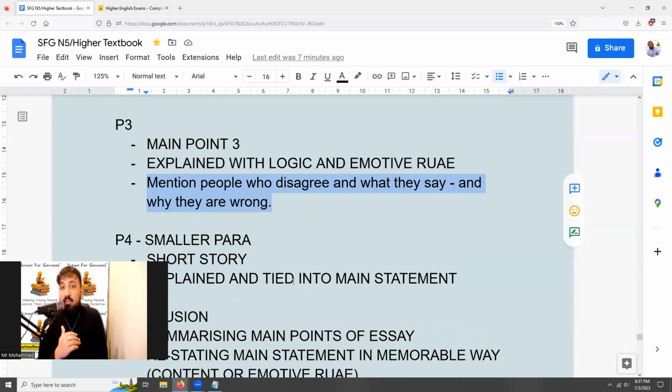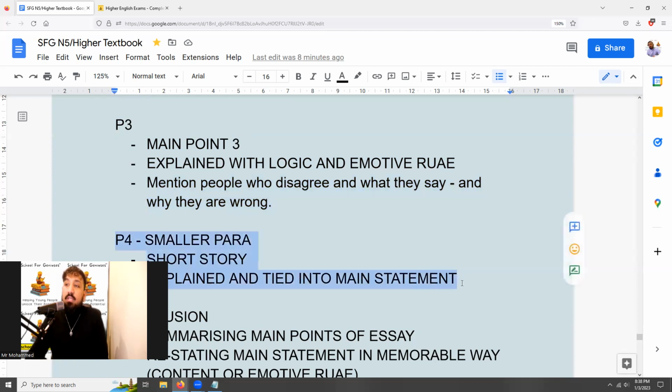Again, this is really good because it shows that you've done some research. It shows that your ideas are strong. It shows that you can do critical thinking. It shows just a lot of good qualities, and it makes your argument much stronger than if you don't have this part in it.